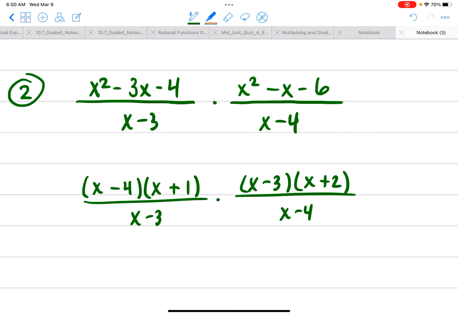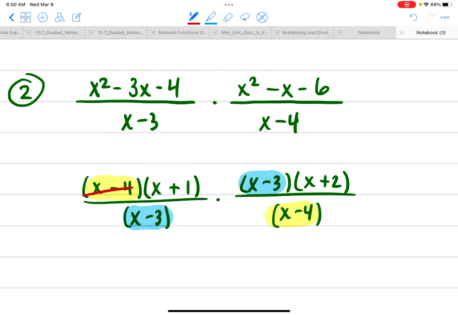Okay, now what we're doing is we're looking for factors that are the same on the top and bottom. These are all multiplying each other. Okay, the x minus 3 is multiplying the x minus 4 on the bottom. All the tops are multiplying. So we can actually cancel here. So I see an x minus 4 on the top and bottom. Those are going to get canceled. I see an x minus 3 on the top and bottom. Those are going to get canceled.